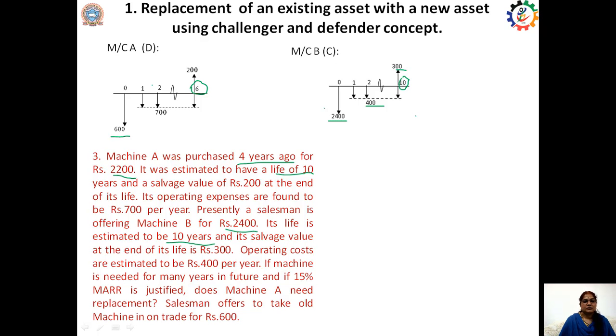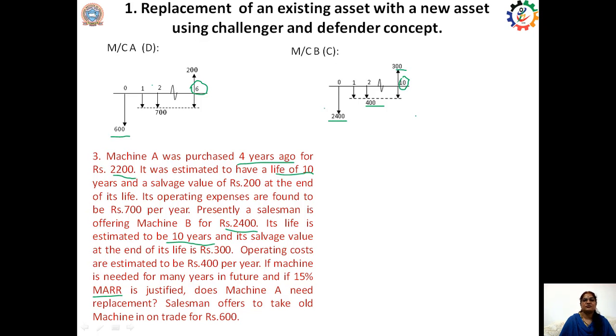The question is 15% MARR, minimum acceptable rate of return. Here it doesn't have much significance, you take it as rate of interest, that's it. Question is, does machine A need replacement? Machine A to be replaced or not, based on equivalent annual cost we have to decide. So let us calculate equivalent annual cost first.